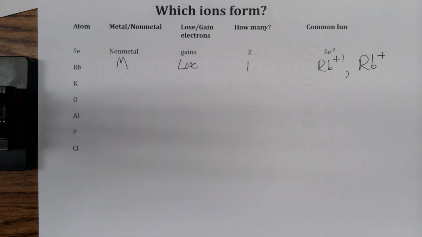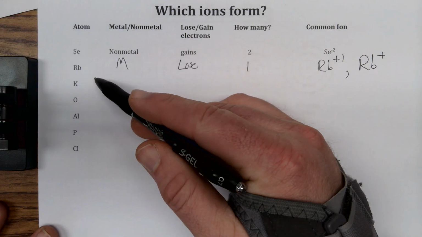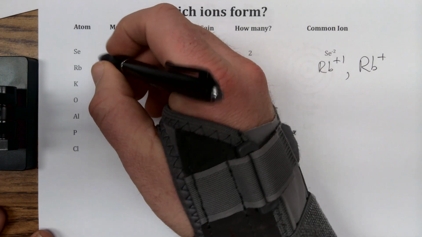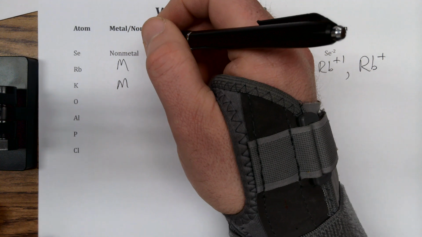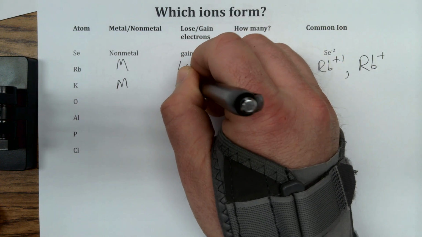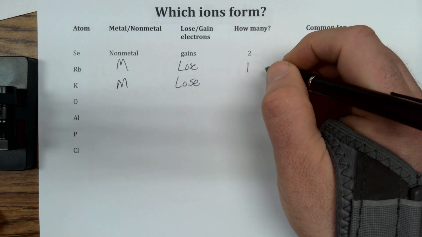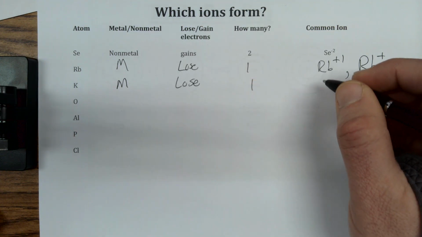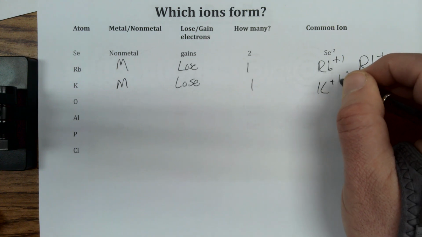Potassium. Potassium is going to be a metal or a non-metal? K. What's K? It's going to be a metal. So, does that mean it's going to gain or lose electrons? It's going to lose them. How many electrons is potassium going to lose? One of them. It's in group 1. So that means it's going to be K what? Plus 1.